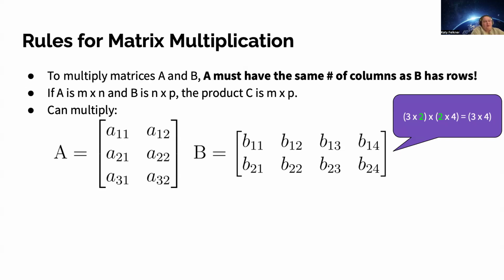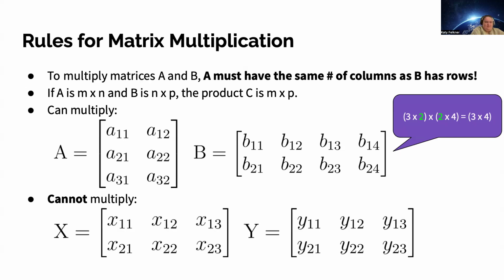So let's look at an example of something you cannot multiply. Here we have X and Y. They have the same dimensions, so they're both 2 rows by 3 columns. And some people get confused and think, well, if it's the same size, you should be able to multiply them. But you can't always do matrix multiplication if they're the same size. And so here we have a 2 by 3 times a 2 by 3. These middle two numbers don't match, and so we're not able to multiply them.